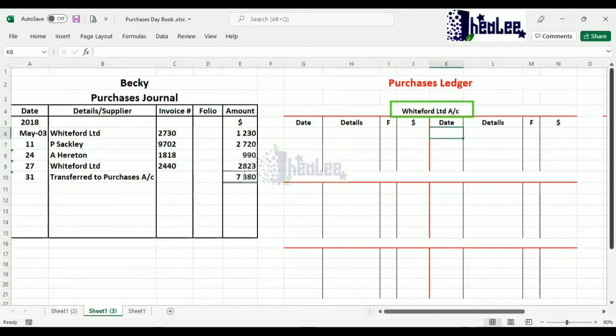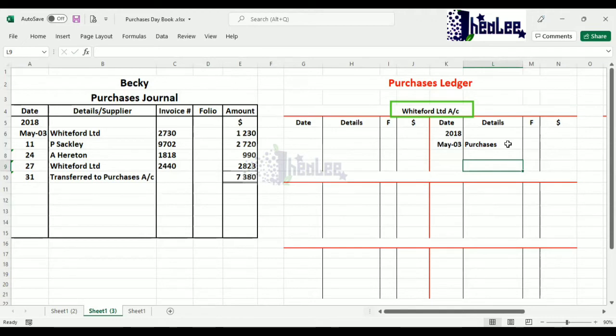First thing you need to enter is the date, and that is 2018. The month is May. The day is the 3rd. Our details would be the other item that is affected so that you can do your cross-referencing. Basically, where is the other entry located? Because we're completing double entry. The other item affected by the transaction is purchases. So therefore, our details is purchases, meaning the other entry is in the purchases account. But guess what? This entry is on the credit side.